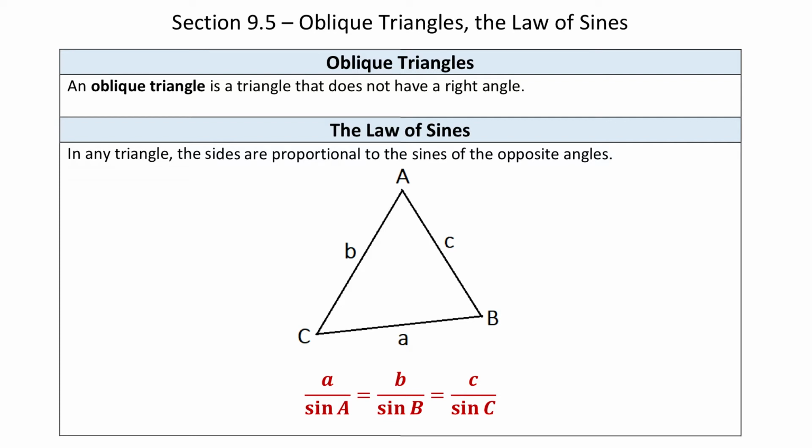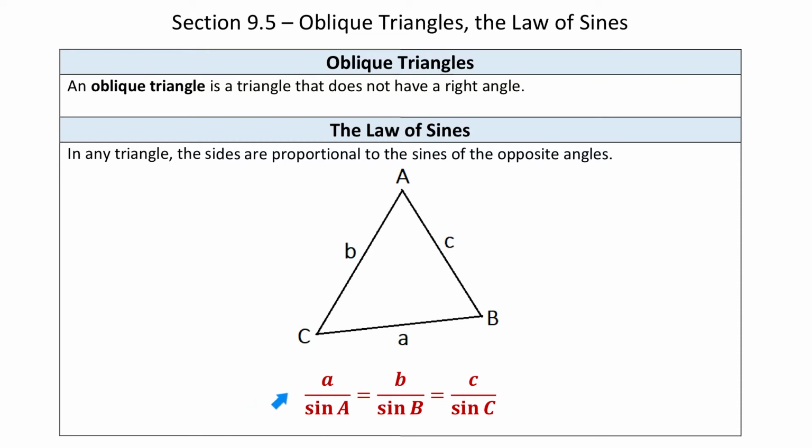Here we have the law of sines that says that in any triangle, the sides are proportional to the sines of the opposite angles. Below, we have an oblique triangle with the angles A, B, and C. As you see, for the angles, we use uppercase letters, and none of these angles are right angles. Now, let's talk about the sides of this triangle. The side opposite of angle A is called side a. The side opposite of angle B is called side b, and the side opposite of angle C is called side c. As you see, for sides, we use lowercase letters.